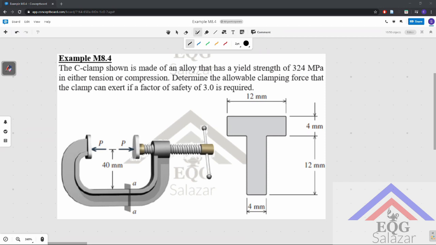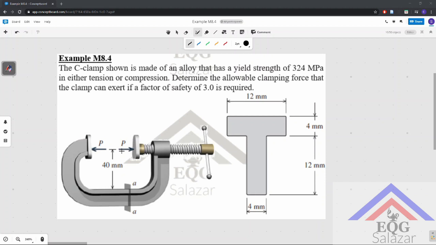The C-clamp shown is made of an alloy that has a yield strength of 324 megapascal in either tension or compression. Determine the allowable clamping force P shown here that the clamp can exert if a factor of safety of 3.0 is required. So there is an element that is foreign to you here, the factor of safety. So we'll be going over that.